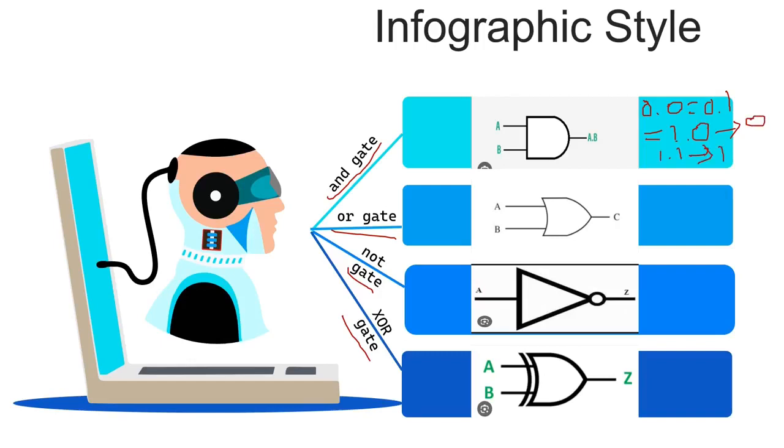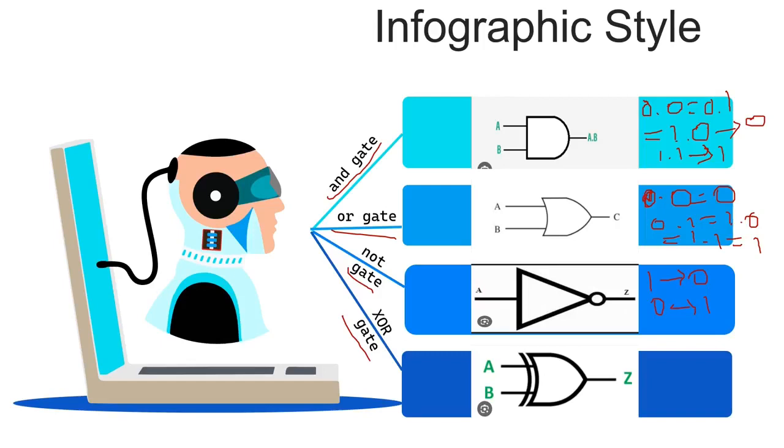When it comes to OR gate, if in two inputs any one of the input is 1, then the output will be 1. If it is 0 0, then the output will be 0. If it is 0 1 or if it is 1 0 or if it is 1 1, then the output will be 1. Then in NOT gate we have only one input. If the input is 1, then the output will be 0. If the input is 0, then the output will be 1.